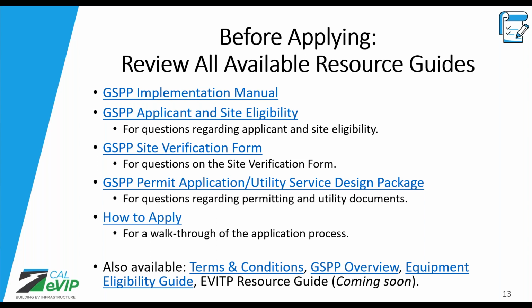We have a site verification form resource guide that explains what exactly we are looking for in this document, along with examples and good practices. Similarly, we have a resource guide for the permit utility application. There's also the How to Apply guide, which is a step-by-step walkthrough of the application process. For even more information, we have the Terms and Conditions, GSPP Overview, Equipment Eligibility Guide, and the EVITP Resource Guide, which is coming soon. Next slide, please.